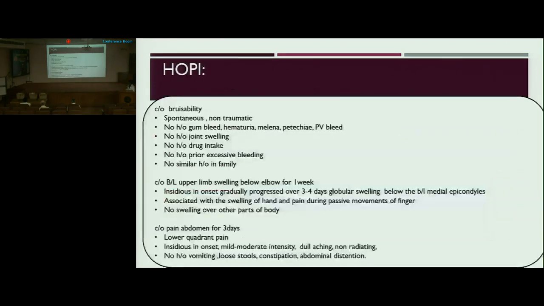The easy bruising and the swelling were insidious in onset and gradually progressive, not spontaneous in onset, with no prior history or family history of bleeding disorder. The swelling is associated with pain on passive movement of the fingers. The abdominal pain is in the right lower quadrant, insidious in onset and gradually progressive.